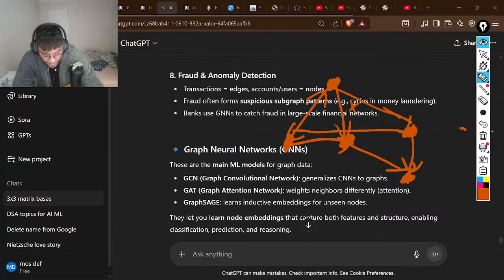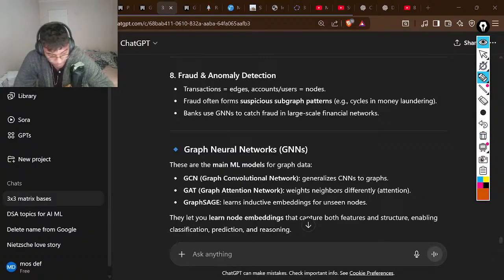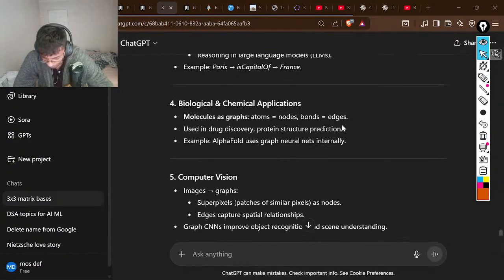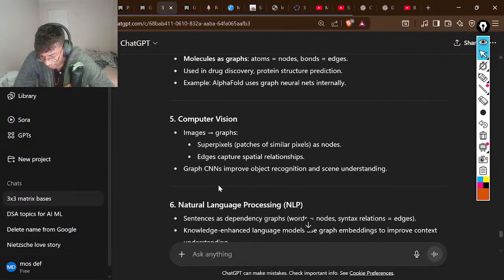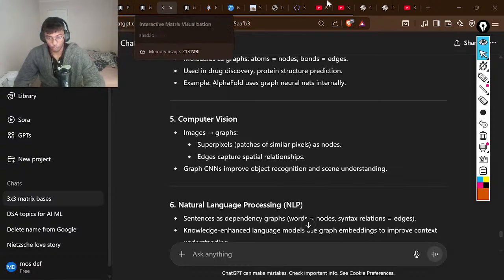And yeah, social network, natural language processing, sentence or dependency graph, words, syntax, relation, edges, knowledge enhanced language models using graph embeddings to improve context understanding, relation extraction with GNNs, computer vision, image. I want to do a YOLO project.